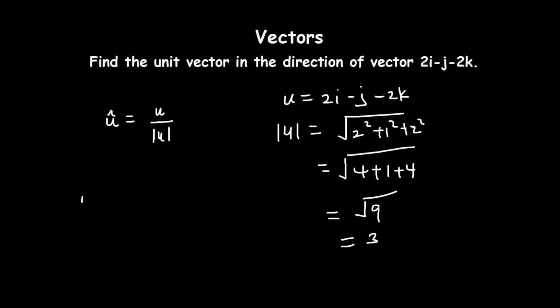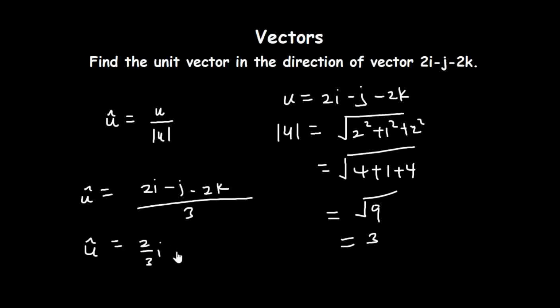So now we have the unit vector equal to U, and U is 2I minus J minus 2K divided by the magnitude, which is 3. So then you have the unit vector equal to 2 over 3 I, minus J over 3, let me make it 1 over 3 J, minus 2 over 3 K. So this will be the unit vector.